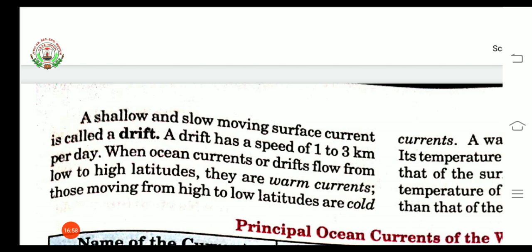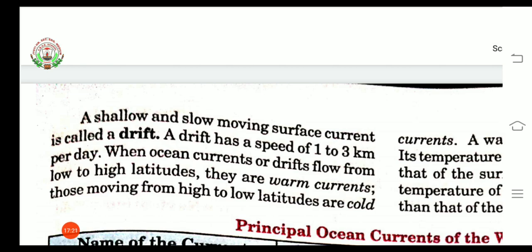Second is cold currents. The ocean currents that move from high to low latitudes are called cold currents. It means that these currents originate near the poles or the higher latitudes and move towards the tropics or lower latitudes.